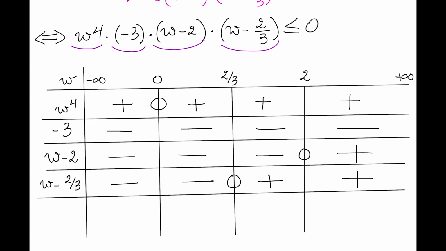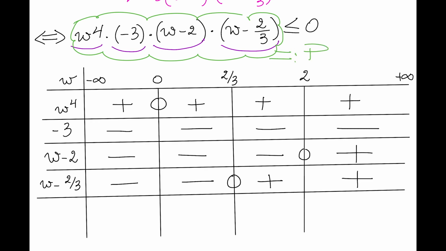And then the question is, when is this product, let's call it P, when is this product non-positive? Well, let's create a row for this guy P, and let's see the variations of P. Well, P is made up of all these factors. When w is between minus infinity and 0, this factor is positive, this factor is negative, this factor is negative, and this factor is negative. As such, the product is going to be plus times minus times minus times minus, which is going to be a minus sign.